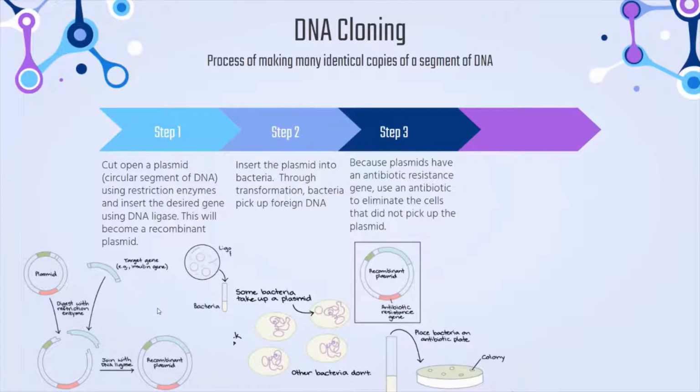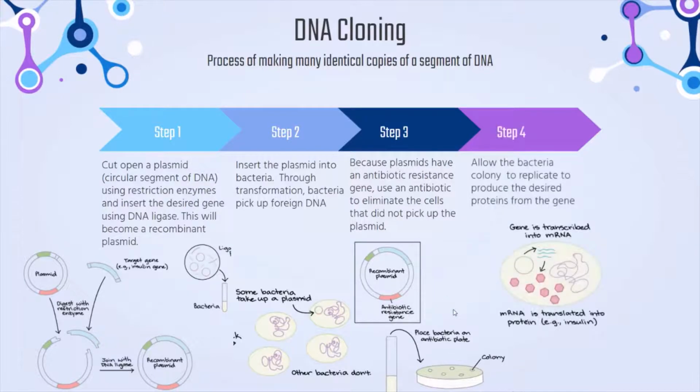Because plasmids have an antibiotic resistant gene, we will use an antibiotic in order to eliminate the cells that did not pick up the plasmid. So we will have a colony that consists only of bacteria that have the antibiotic resistance with the plasmid. And finally, we will allow the bacteria colony with the plasmids to replicate, and by doing so, we will produce the desired proteins from the gene.